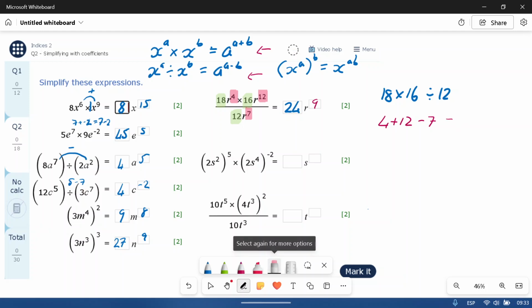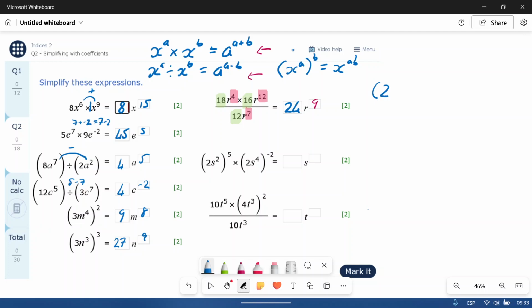Okay, then we pick up things a bit more here. This one, okay, let's write it over here. So we got 2s squared to the power of 5 times 2s to the power of 4 minus 2. Let's first deal with the bracket. So remember, everything inside the bracket is to the power of 5. So we do 1 times 5 is 5, and 2 times 5 is 10. Here we got 2 to the power of minus 2, and 4 times minus 2 is minus 8.